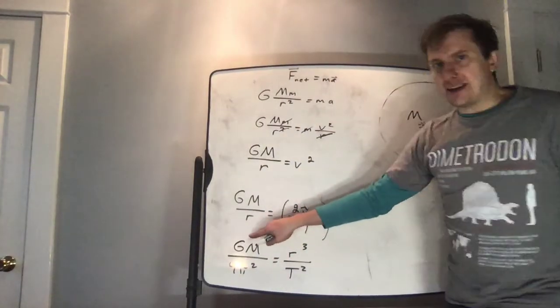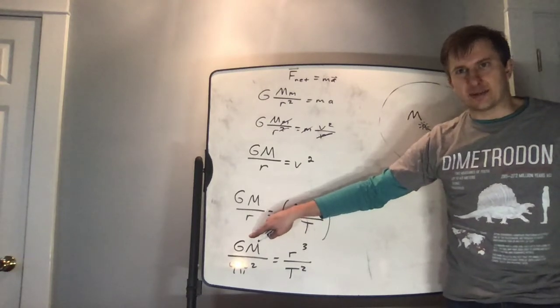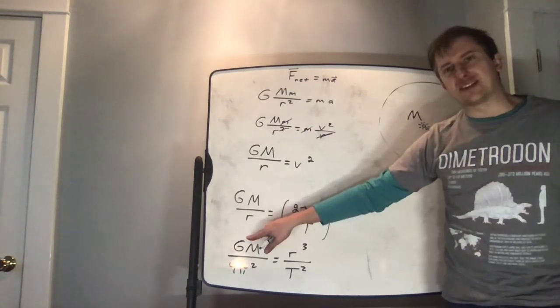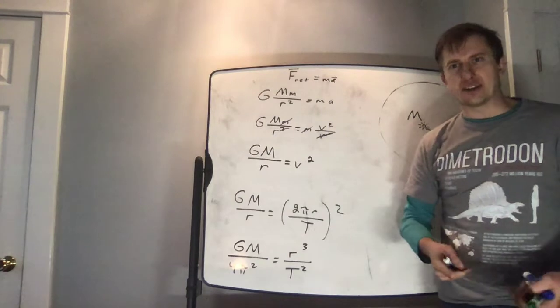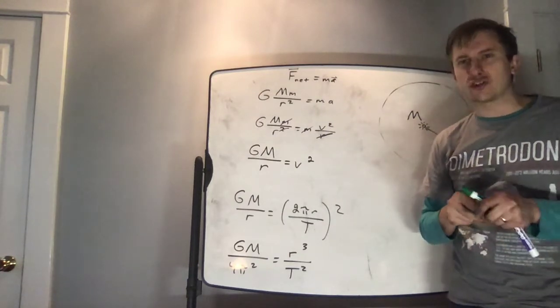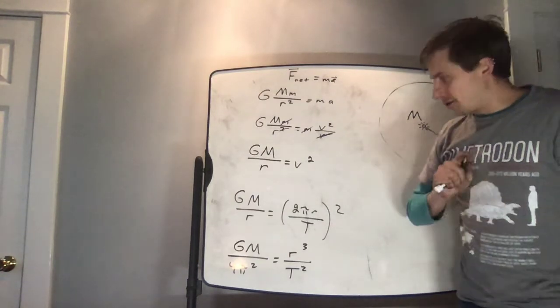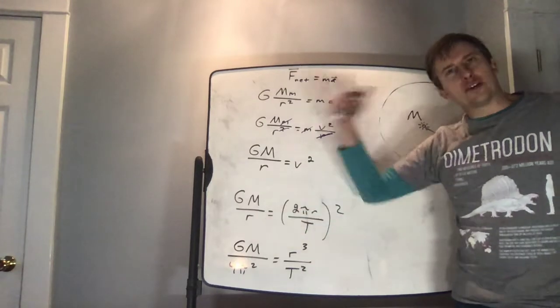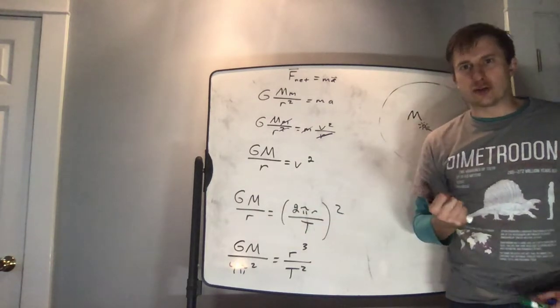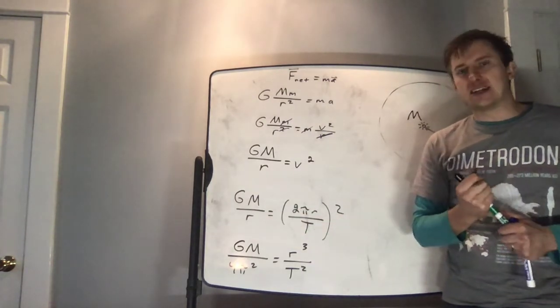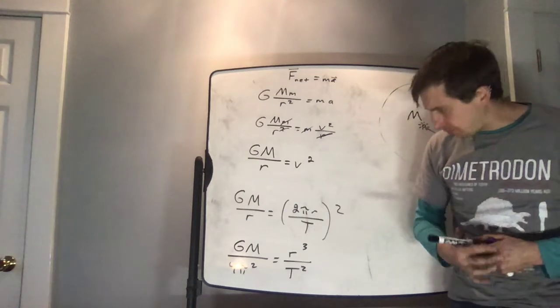Capital G, that is Newton's gravitational constant. That is going to be the same for everybody. That is a fundamental constant of nature as far as we can tell. There are mysteries surrounding G. One of the big ones is, why is G so small? But regardless, it is a constant of nature.